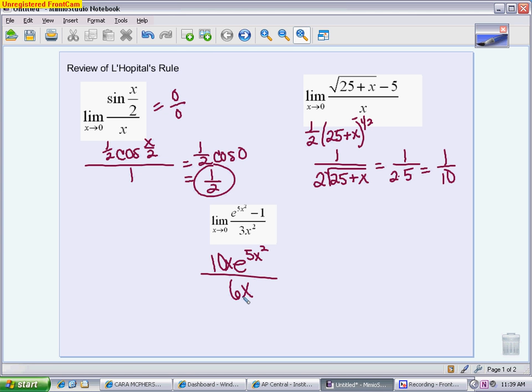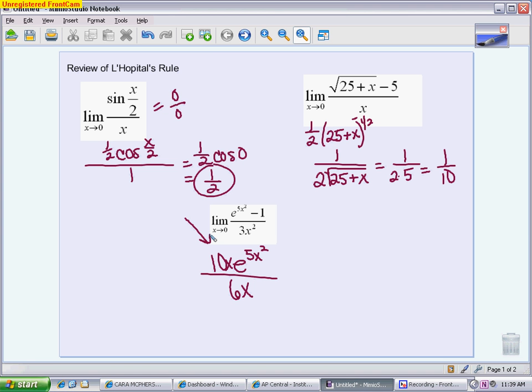Your first option would be to do L'Hopital again, so you would have to take the derivative. The challenging part of that is if you look at this numerator, when you go to take the derivative again, you would have to do a product rule. That's going to take some time. It's doable, but it's not really advised.